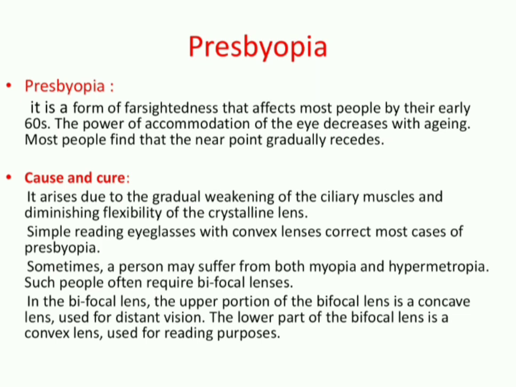For people suffering from it, it can be corrected by using either concave or convex lenses. If the person has both myopia and hypermetropia, in such a case we prescribe bifocals. In bifocals, the upper part of the lens is a concave lens for distant vision and the lower part is a convex lens for reading purposes, that means for near vision. This is how you can correct presbyopia by making use of bifocals. So these are the main four defects of the eye which can be corrected by using proper lenses.